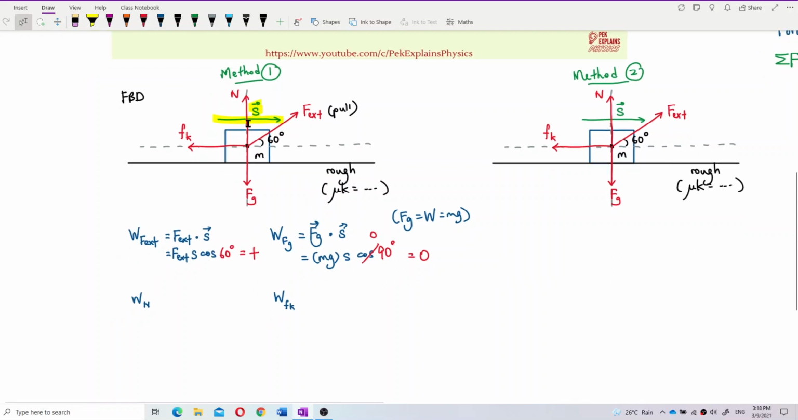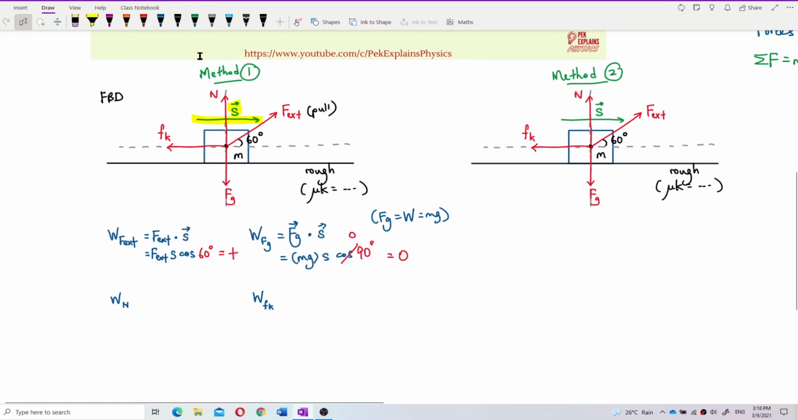How about the work done by normal force? We multiply the normal force dot with displacement, so it becomes Ns cosine. The normal force is also 90 degrees to the displacement. We always compare with displacement, so this is also 90 degrees. Again, cosine 90 gives 0. Zero work done.